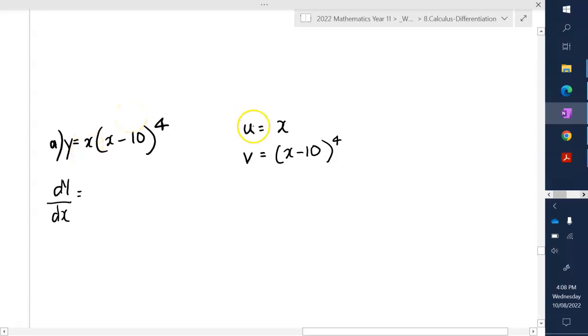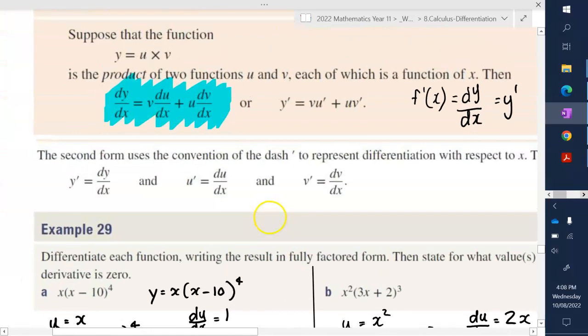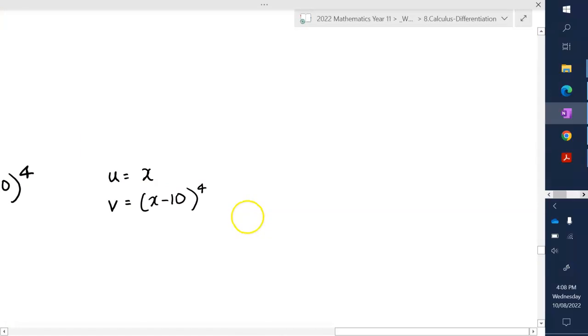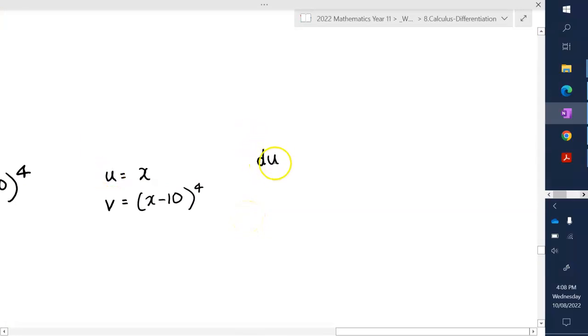Okay, so we've got a u, we've got a v. Let's go back and look at the rule. The rule says to find dy/dx, we need a u and a v, which we've got. We need a du/dx and a dv/dx. So if I have a look over here, I've got a u, so I can differentiate u with respect to x, and that gives me du/dx, and that will give me a 1.